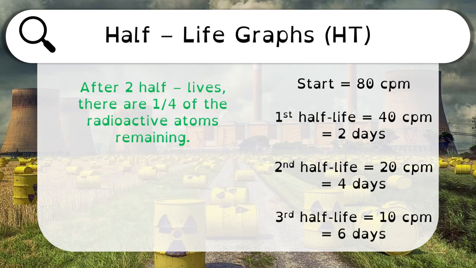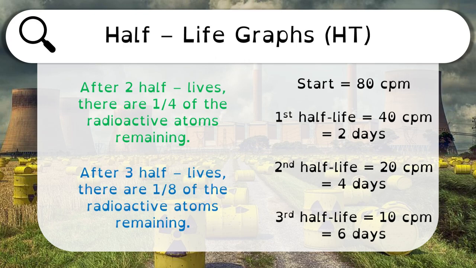So for higher tier students, you need to be aware of some of the maths involved. So after 2 half-lives, there will be a quarter of the radioactive atoms remaining. So after 1 half-life, there's of course a half. Because it halves again, so 2 halves, that's then after 2 half-lives, that will therefore be a quarter. And therefore, the third half-life, well, it's halved 3 times, so it's a half, a quarter, then an eighth. So after 3 half-lives, there will be an eighth of the radioactive atoms remaining.